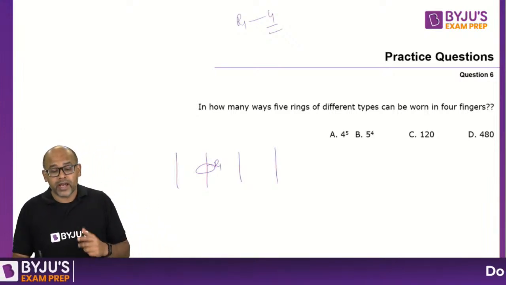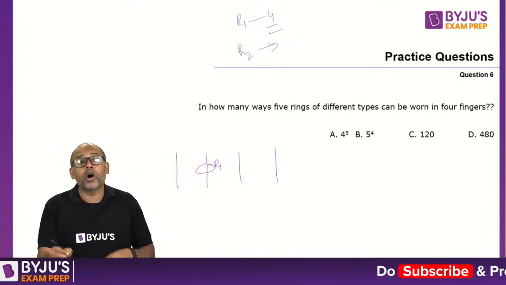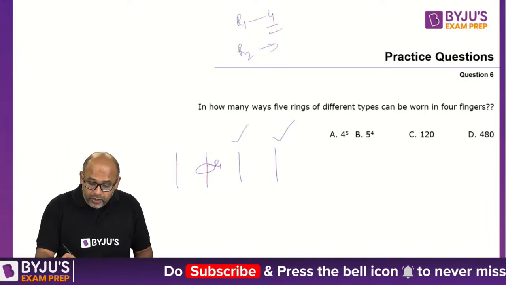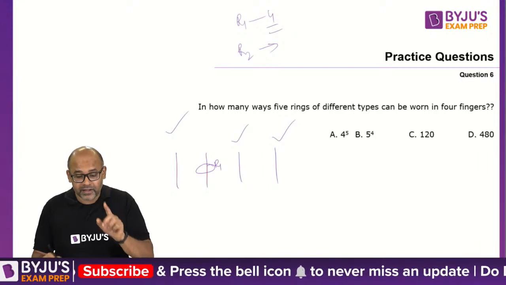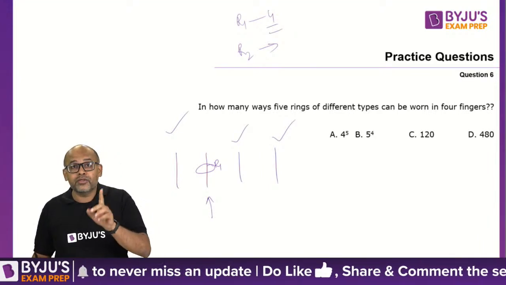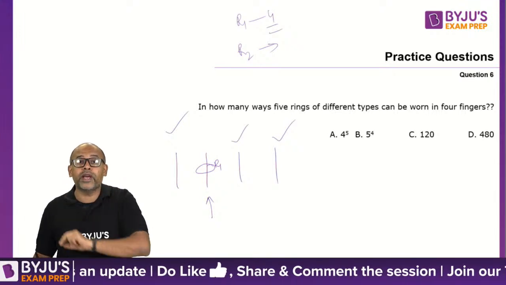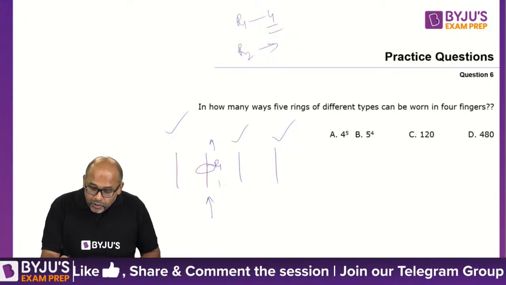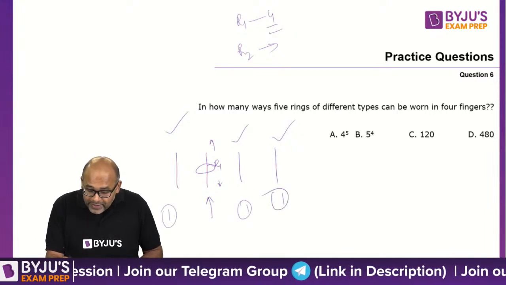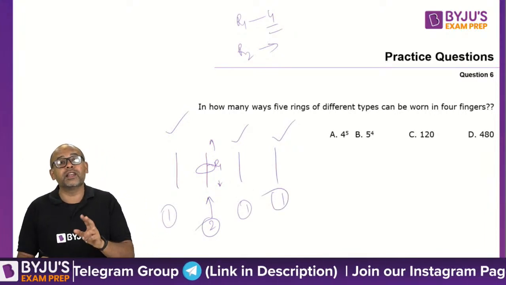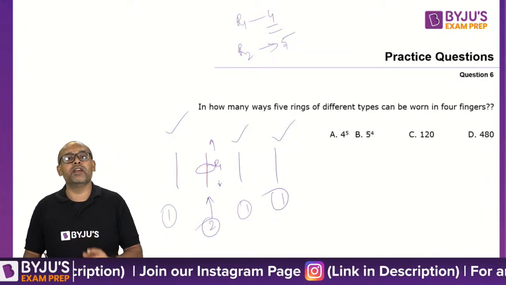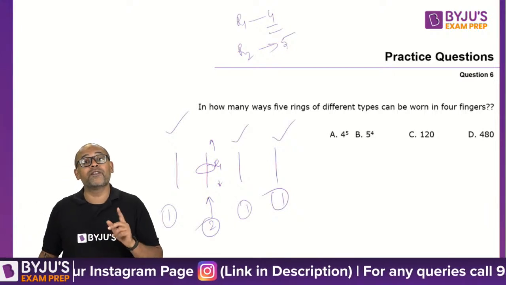Now, when I'm looking at ring 2, what are the number of possibilities? It can go here, here or here, 3 ways. But when it is going to the finger which has ring 1, it is not 1 way, it is now 2 ways. It can go up, it can go down. So 1, 1, 1 plus 2 more ways. Here there are 2 ways. So the second ring will have 5 ways.